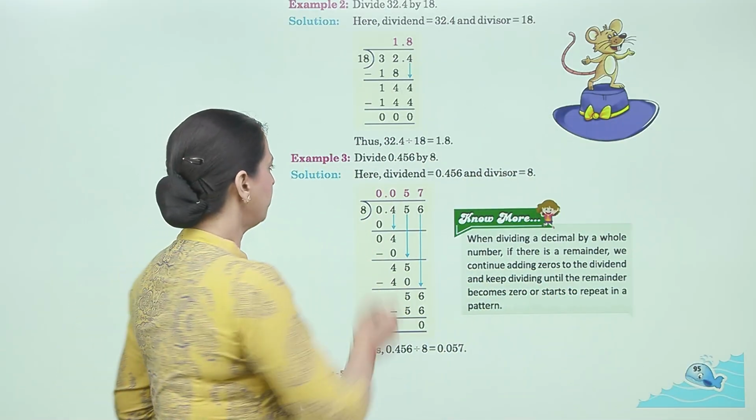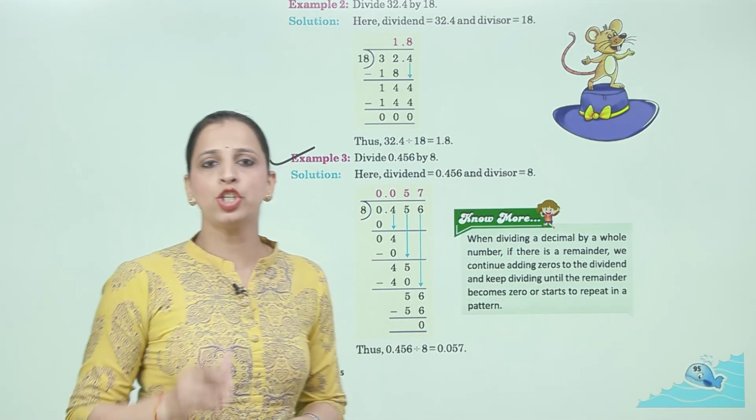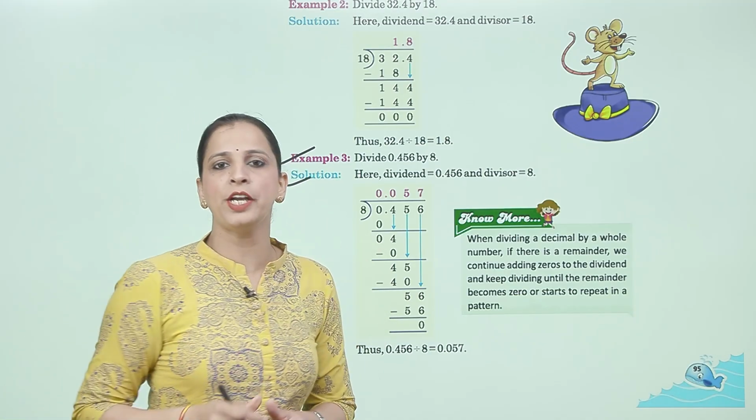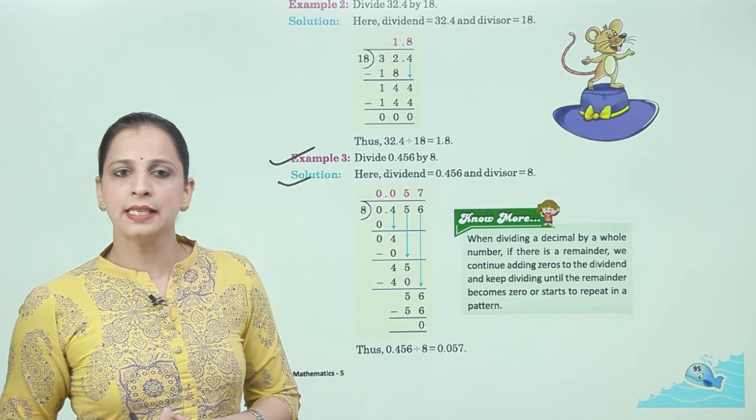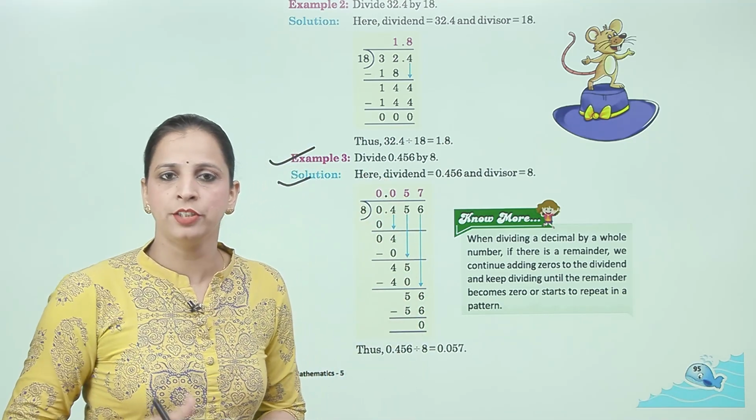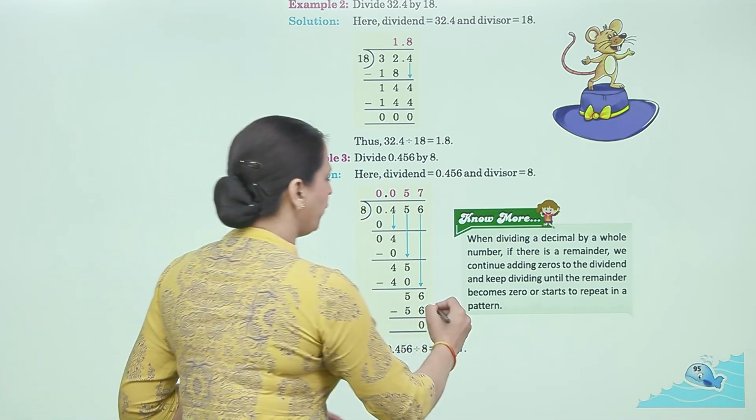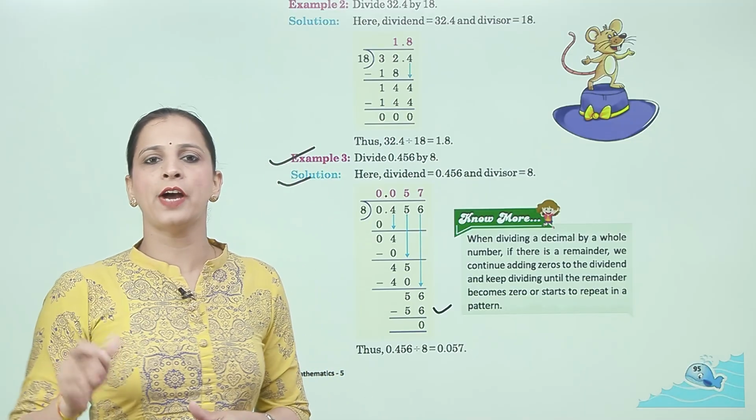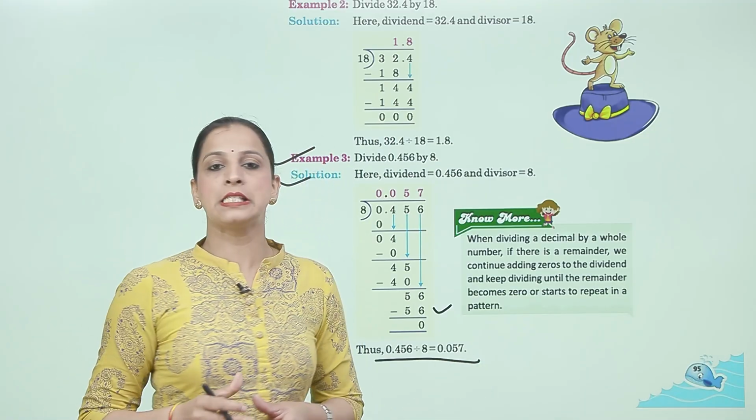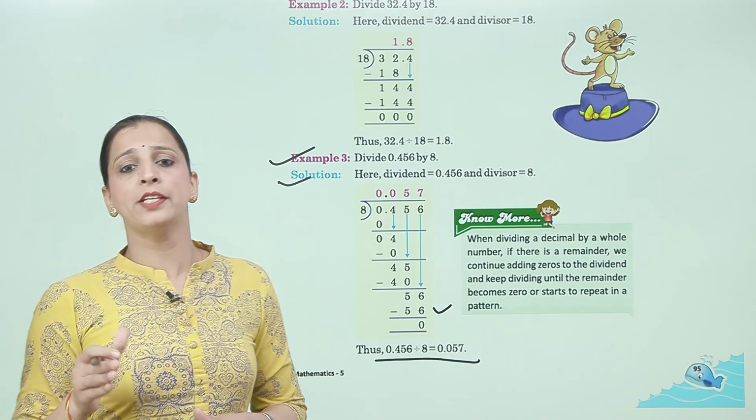Now example 3, divide 0.456 by 8. Solution: here the dividend is 0.456 and the divisor is 8. Now here in the starting there will be a decimal. Now divide as usual, we got 0.057 as the quotient. Thus 0.456 divided by 8 is equal to 0.057.